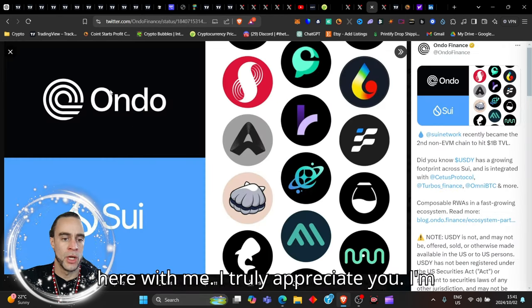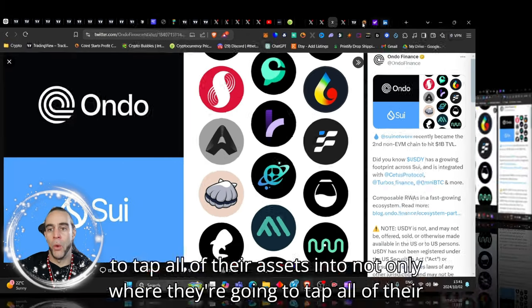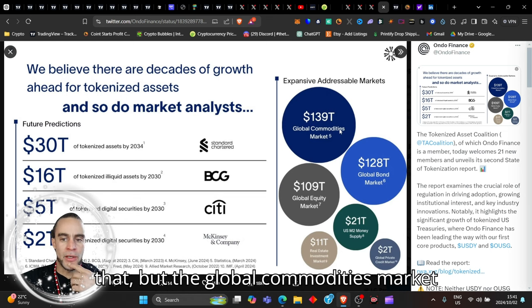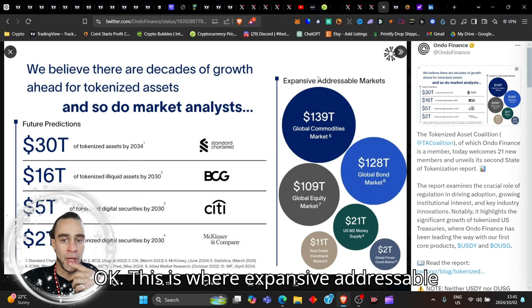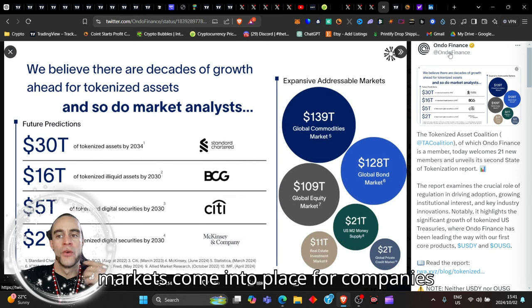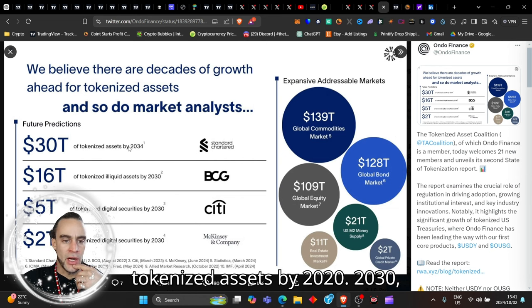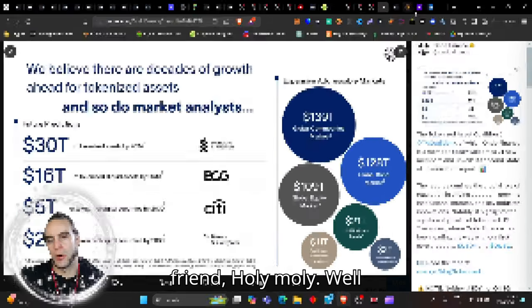Ondo and Sui are partnering, and look at where they're going to tap all of their assets into. Not only that, but the global commodities market is worth $139 trillion. Okay, this is where expansive addressable markets come into place for companies like Ondo Finance. Okay, 30 trillion of tokenized assets by 2034. $30 trillion, my friend. Holy moly.